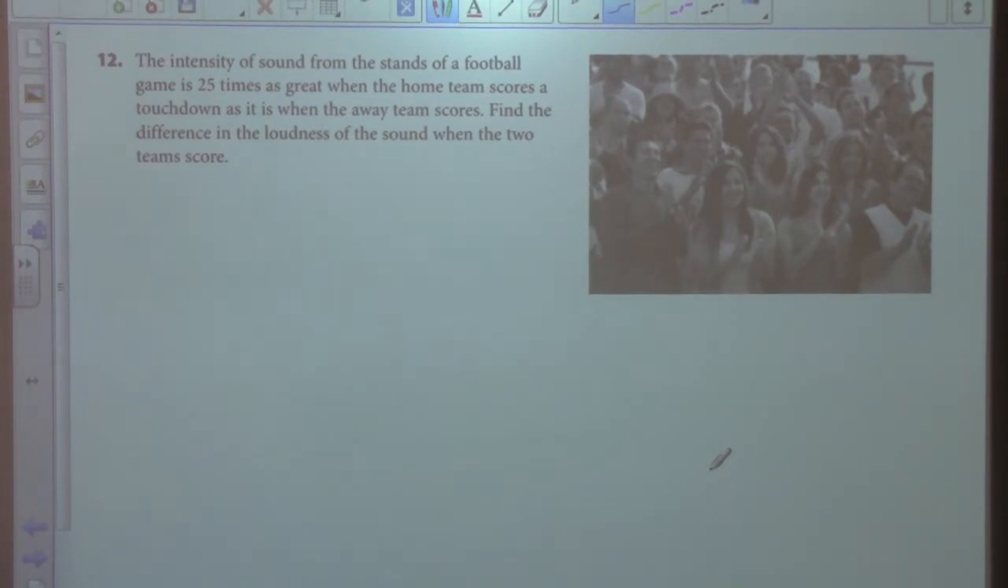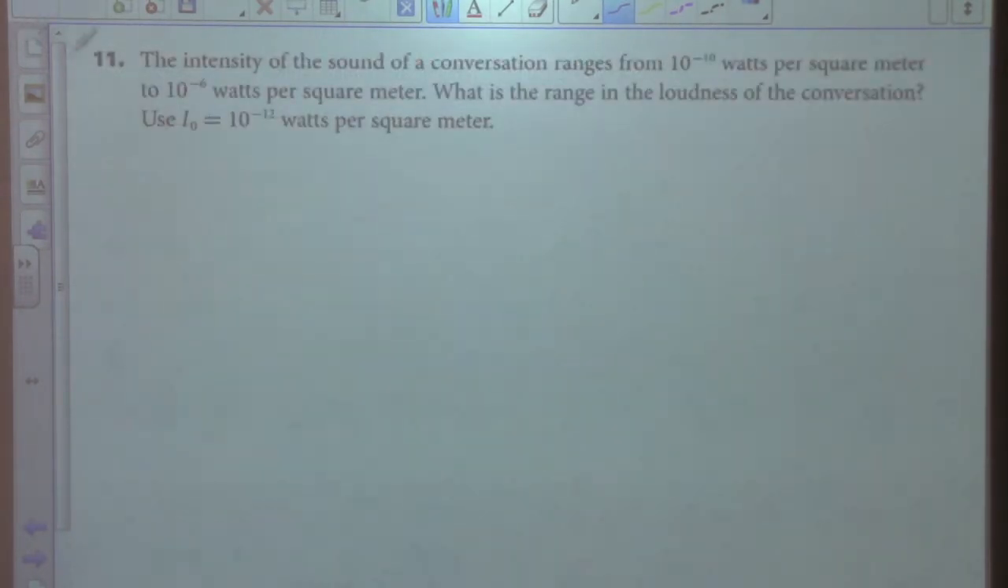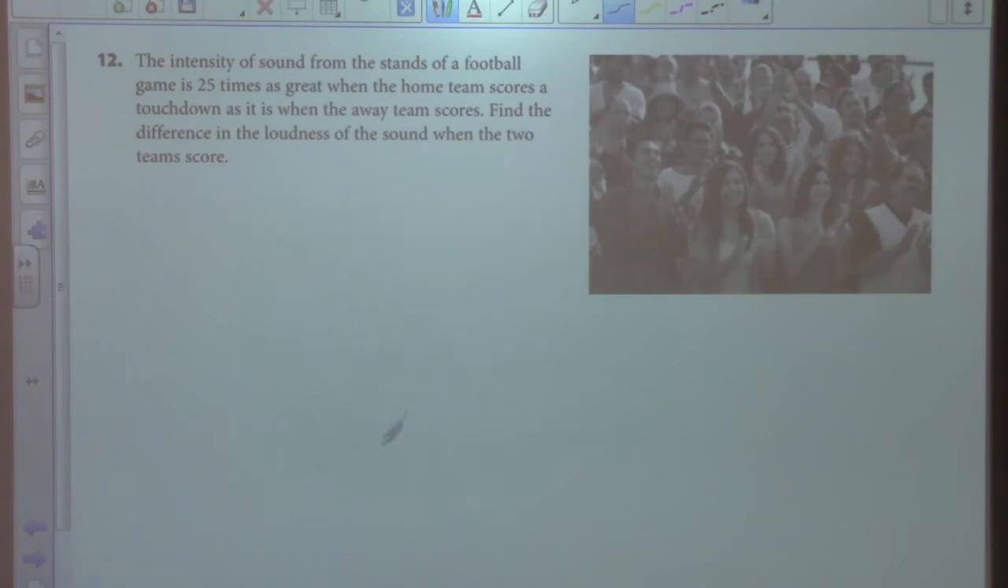We're continuing to work on real-world applications of logarithmic equations. Yesterday, problem 11 was the sound intensity, you might recall. So we kind of left it there yesterday. Now we're here at problem 12.